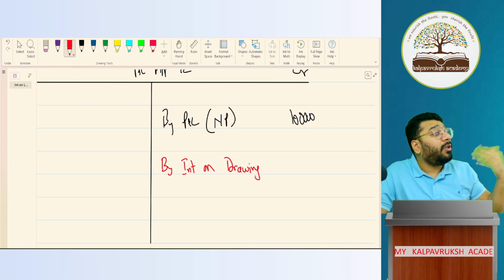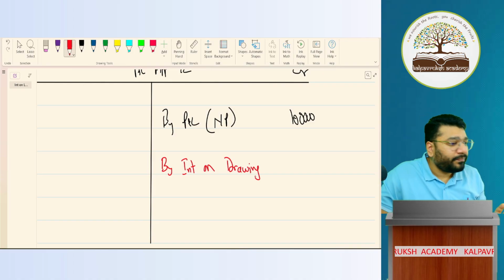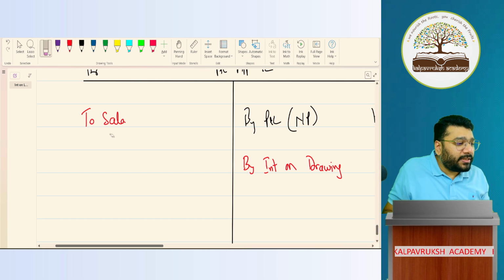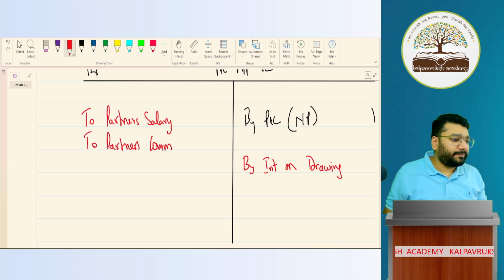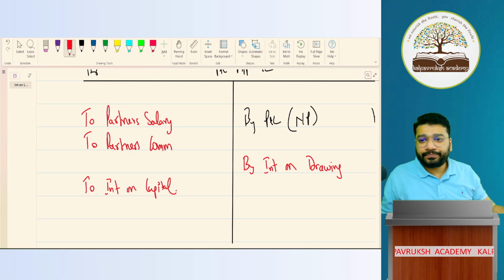Why? Because I have a couple of questions to solve for P&L appropriation, so for that I have to do a very fast discussion. Just note it down. On the debit side, record: to partners' salary, to partners' commission, then to interest on capital. Write it down.